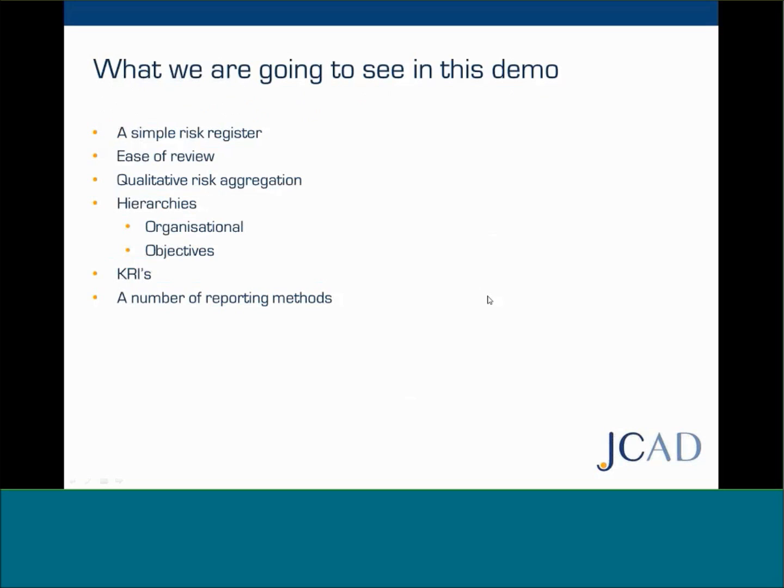So what we're going to see in this demo is a very simple risk register view. We may look at the ease of review, look at some qualitative risk aggregation based upon particular categories or ownership, some hierarchies, both organizational and objectives, some key risk indicators, and then a number of reporting methods.